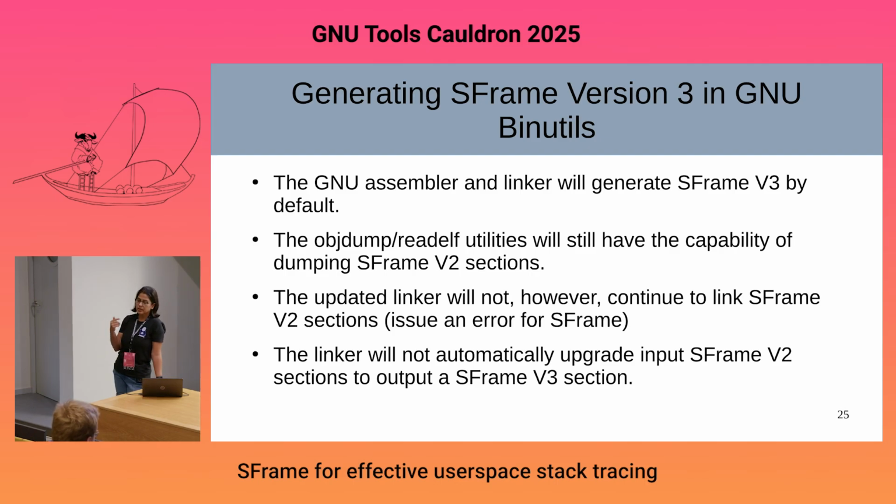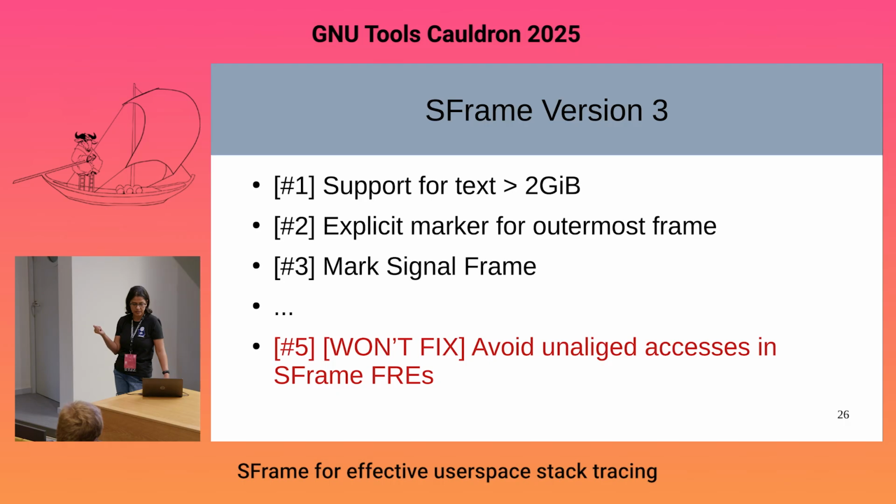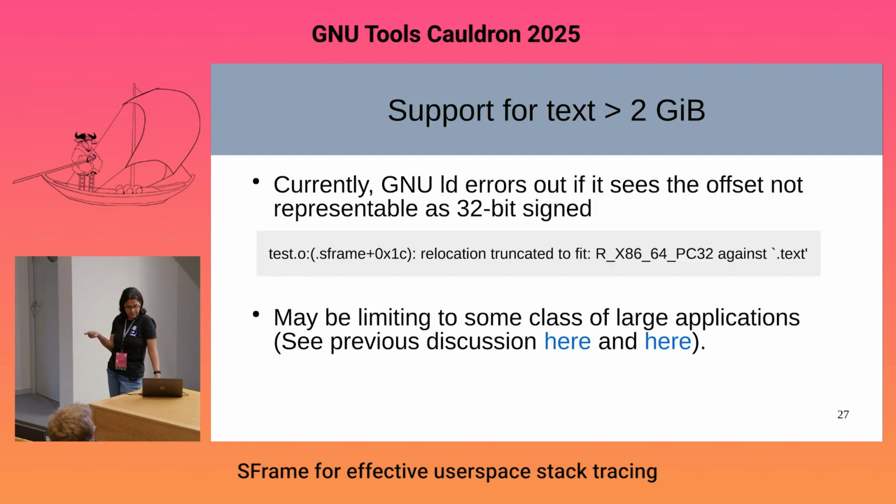When we iterate, and there will be iterations for sure if the format sticks around, from there onwards we will do the right thing, as in we will do our necessary bit to support all the versions that are currently active in user space. But for now, the thing we are targeting is just to support V3 and look forward from there. I am not going to talk about all the things we are targeting for V3, but maybe three specific ones which I have not talked about in the last call: support for text greater than 2 GiB, an explicit marker for the outermost frame, and marking signal frames.